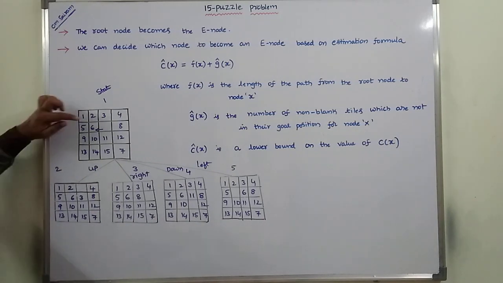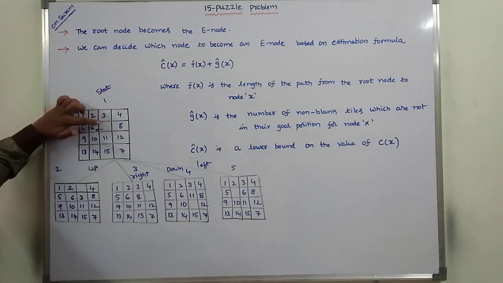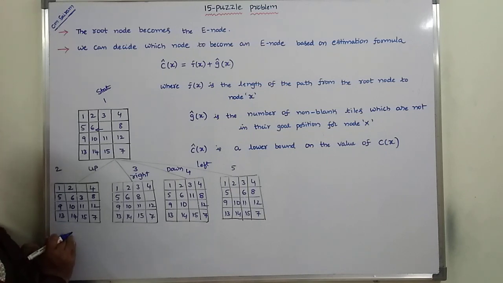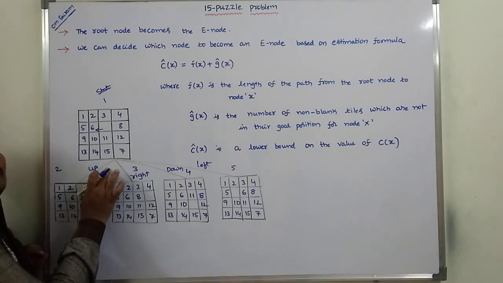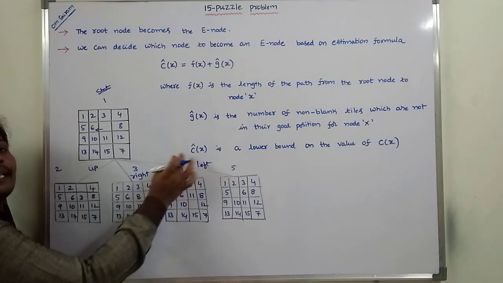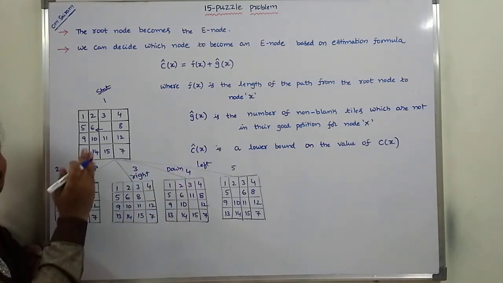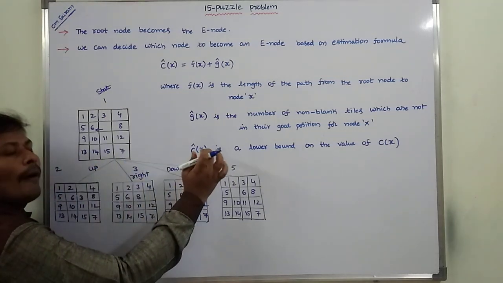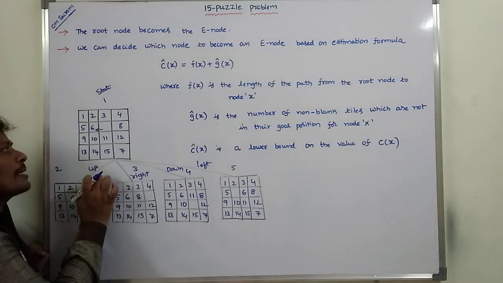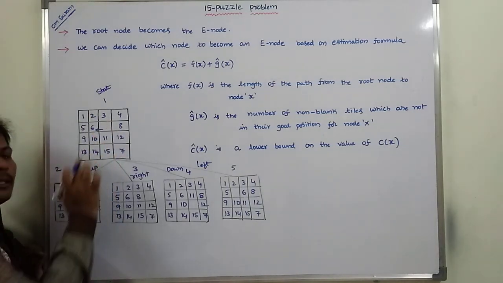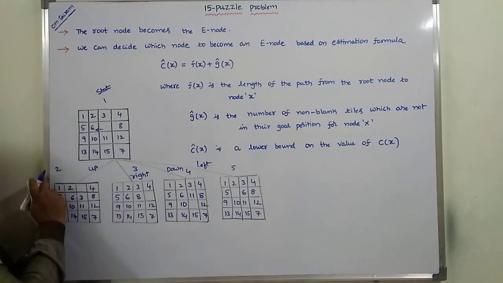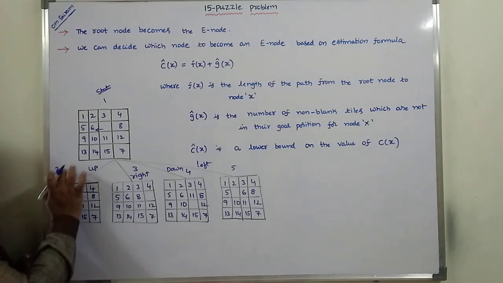Okay, so based on the movement of the empty slot, the new arrangements are possible. Okay, on the edges, what we have to write? The empty slot can be moved to either up direction or right direction or down direction or left direction. Suppose the empty slot can be moved to up direction, one new arrangement we are getting. That new arrangement can be treated as one node. That node is numbered as 2.